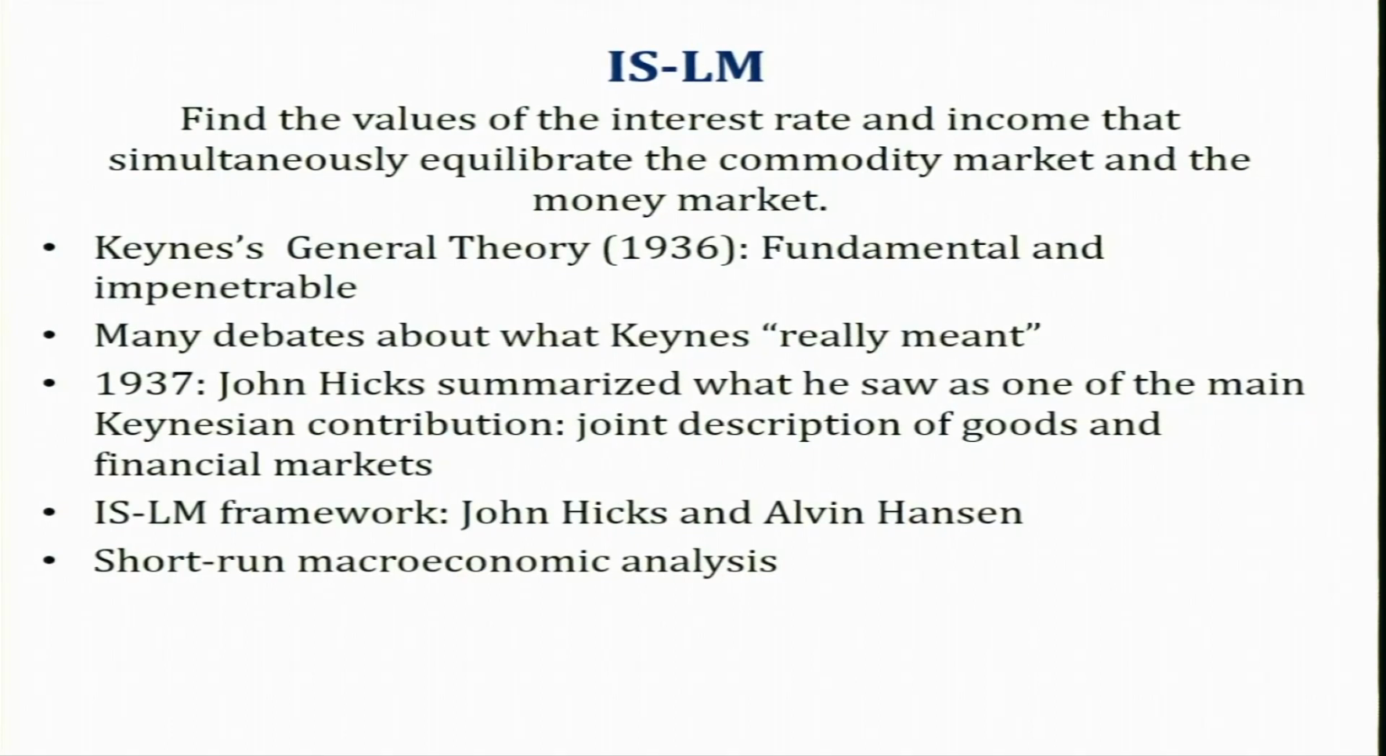The Keynesian general theory is very fundamental and impenetrable, and there were many debates around what Keynes really meant by his general theory. So, in 1937, the Keynesians, especially John Hicks, summarized what he saw as one of the main Keynesian contributions: the joint description of goods and financial markets. This led to the development of the ISLM framework by John Hicks and Alvin Hansen.